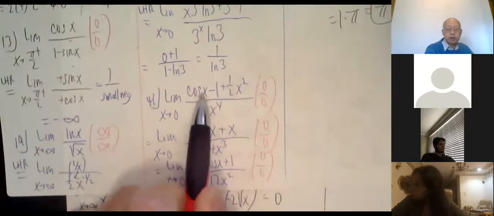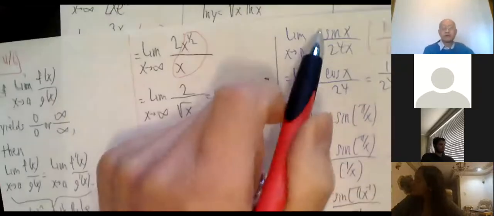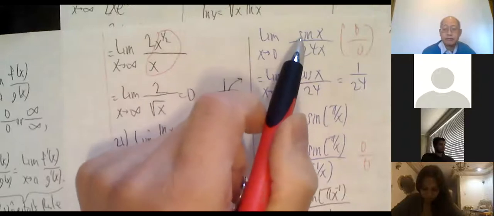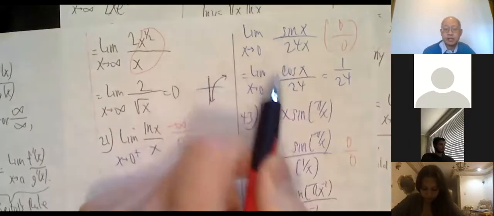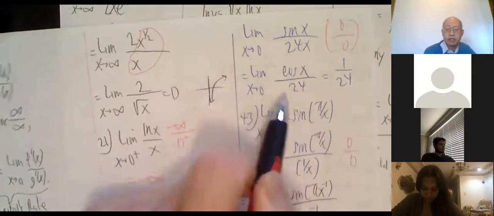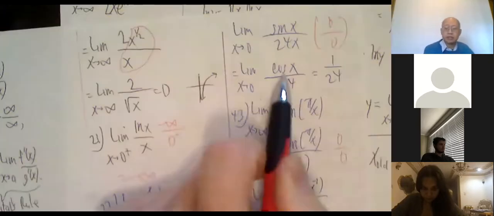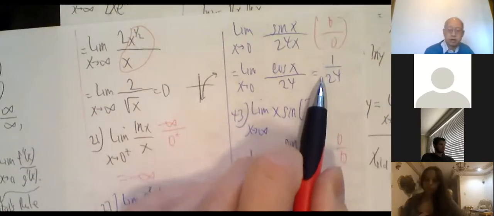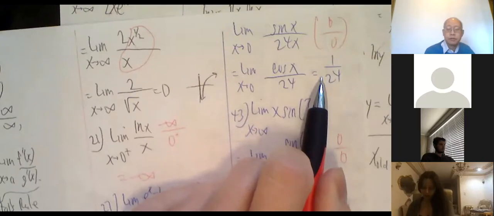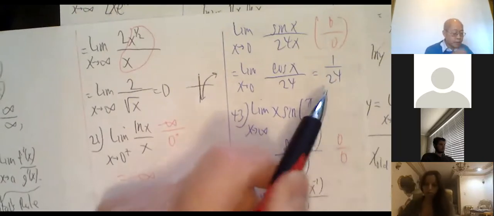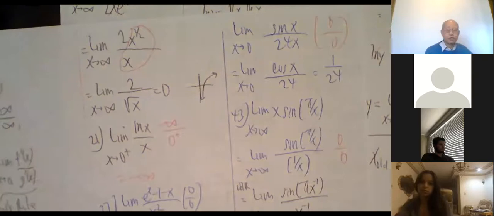So here's an instance where I had to do L'Hopital's rule 1, 2, 3, 4 times until I finally get it. Okay, derivative of sine x is cosine x. Derivative of 24x is 24. Now I can plug in 0. Finally, I get 1 over 24. So you can do L'Hopital's rule as many times as you need to until you get what you need.